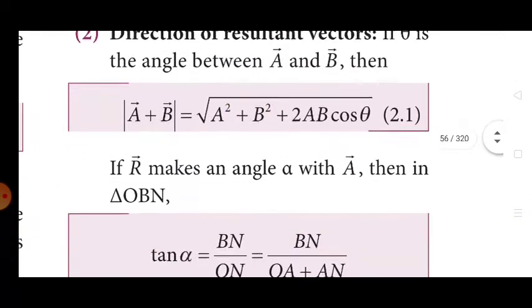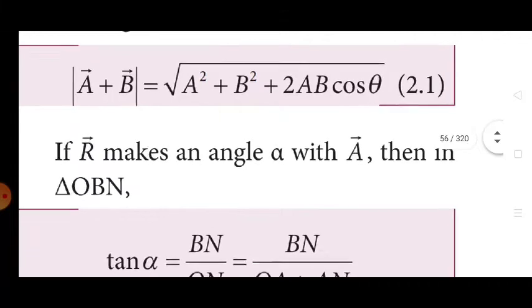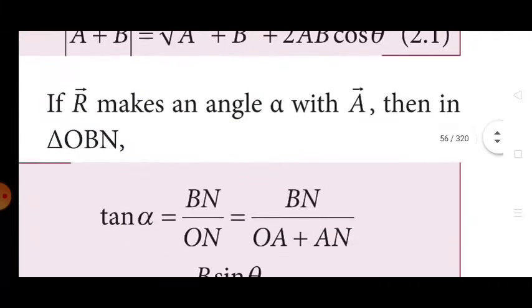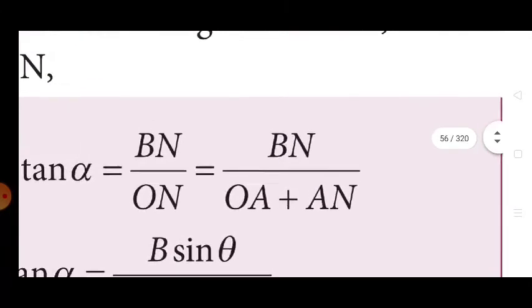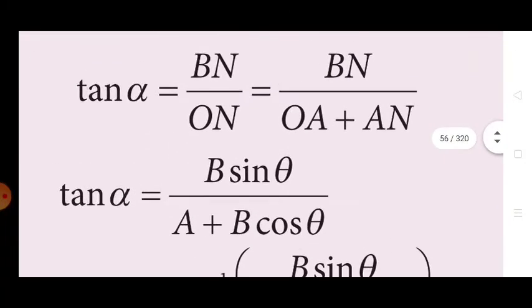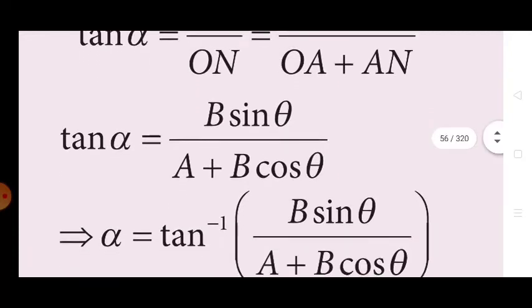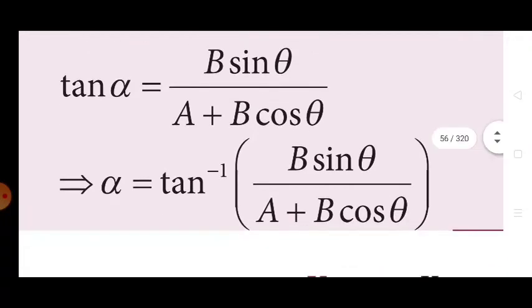If R vector makes an angle alpha with A vector, then in triangle OBN, tan alpha is equal to BN by ON, which is equal to BN by OA plus AN. So tan alpha is equal to B sin theta by A plus B cos theta. So alpha is equal to tan inverse of B sin theta by A plus B cos theta.